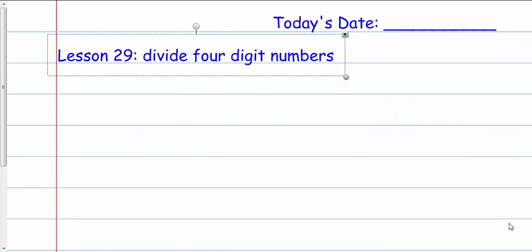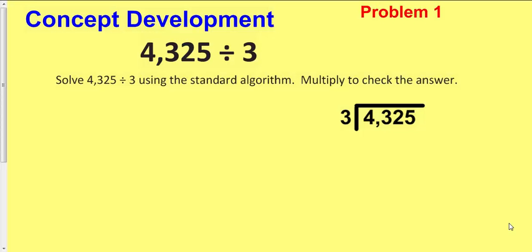All right, so first of all, in your math journal, go ahead and get it ready for today. We're going to do one division problem in your math journal today. The division problem that we're going to do is 4,325 divided by 3. And we're going to divide using standard algorithm or long division. It's the same thing. And then we're going to multiply to check our answer.